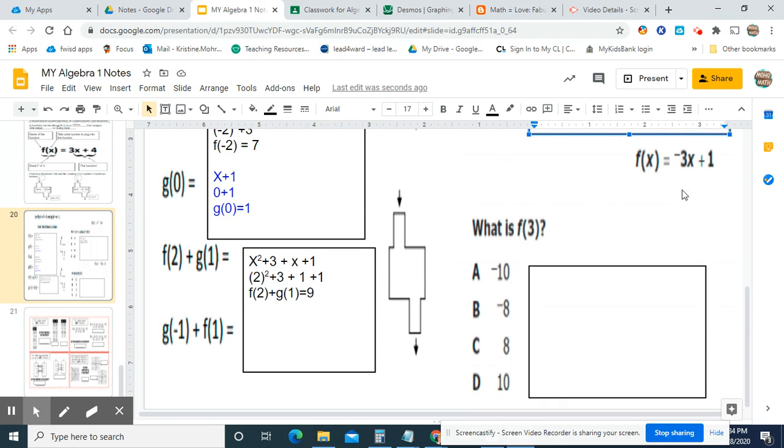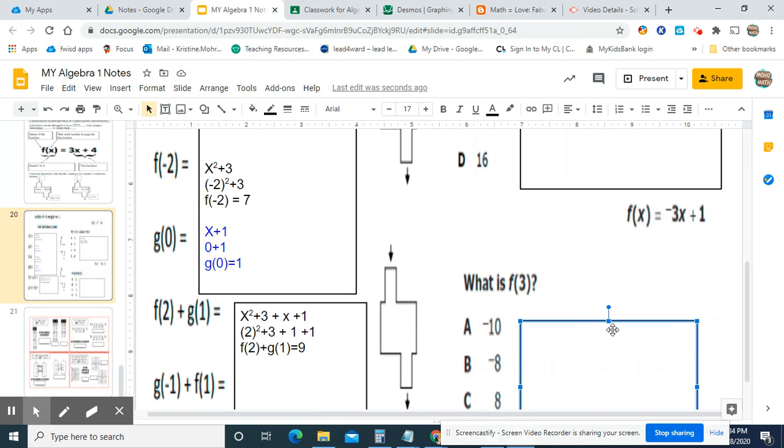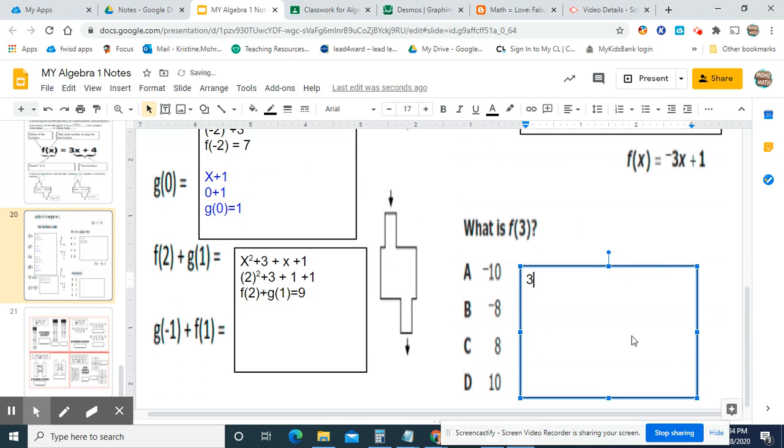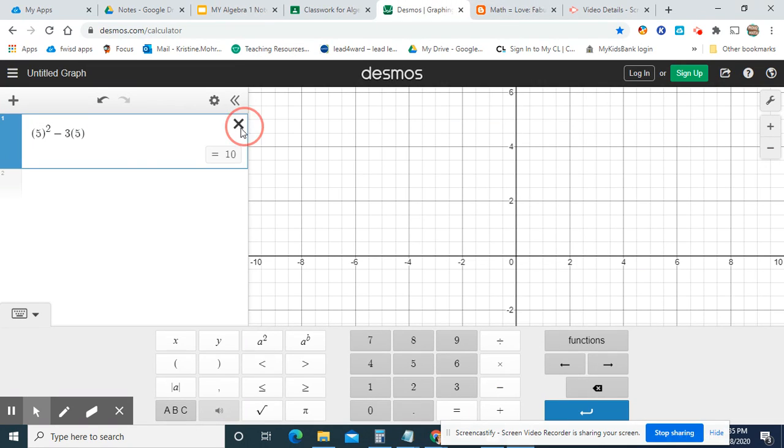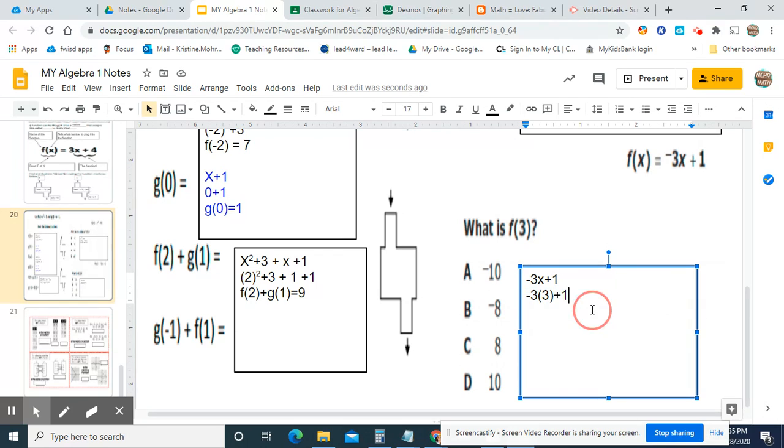And then this last example, -3x plus 1. So -3x plus 1, we change our x to be 3. So -3 times 3 plus 1. -3 times 3 plus 1 is -8. f of 3 equals -8. And we see that here with option B. And that is the gist of everything from today.